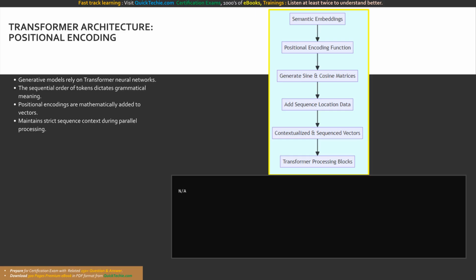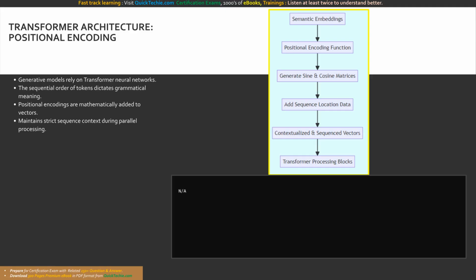Within a deep learning framework such as PyTorch or TensorFlow, positional encoding is typically implemented as a dedicated matrix addition function, placed immediately after the initial embedding layer. The backend code dynamically generates a vast matrix of alternating sine and cosine mathematical functions, based on the maximum sequence length. This matrix is then added element-wise to the tensor containing the word embeddings, before routing the data forward.